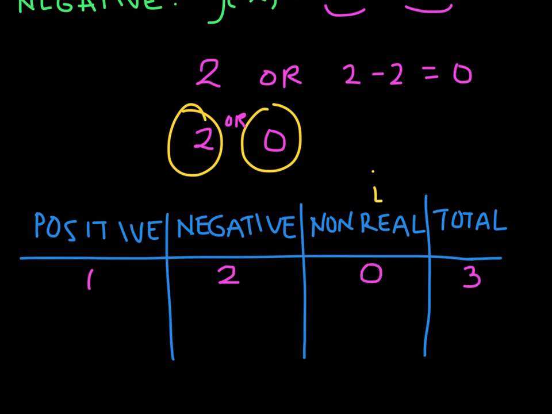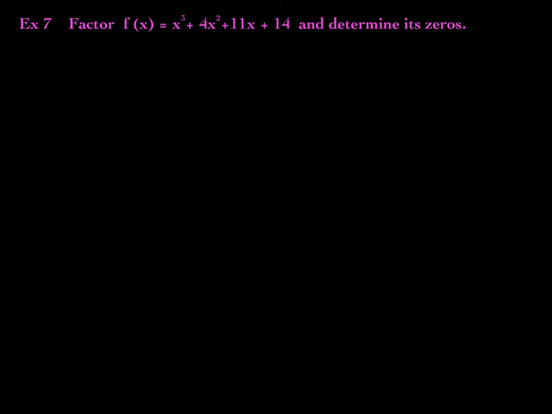Okay. Another option is to have 1 positive zero and no negative zeros. That must mean the other 2 zeros are imaginary or non-real. So when you add these together, 1 plus 2 is 3. So this is what they mean when they say describe the cases or find the cases for the zeros of the function. These are the different cases.